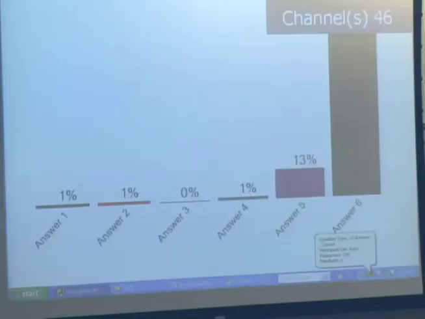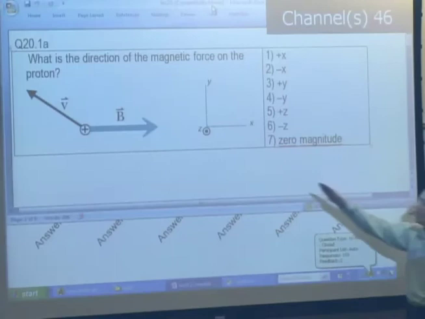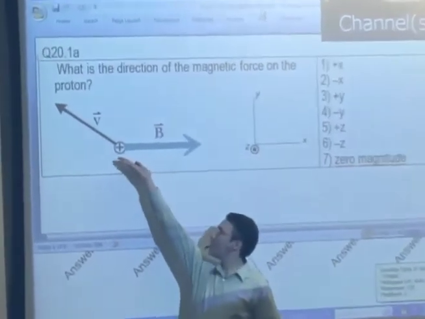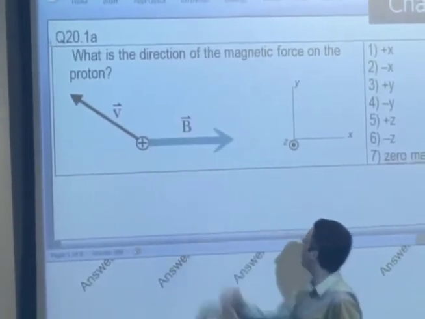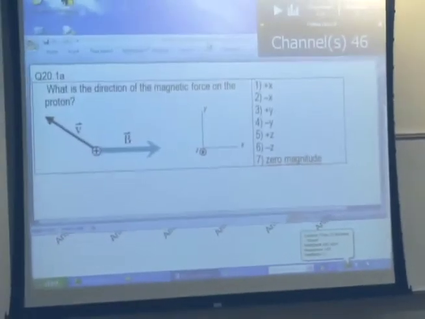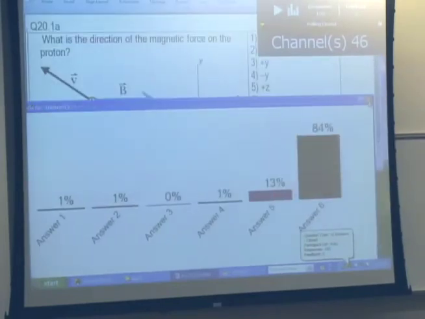Okay, so just about everybody says answer number 6. We have a proton, fingers in the direction of the velocity V, got to wrap my fingers around so I can curl them towards the second vector, and my thumb points into the page or into the screen, which is the negative z direction. So the force is going to be in the negative z direction. Great. Let's try another one.